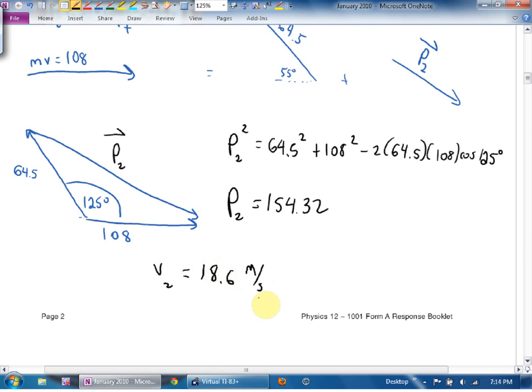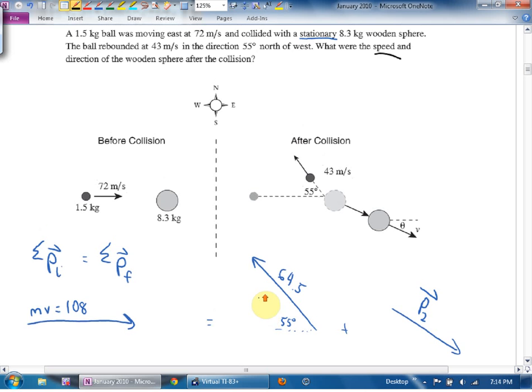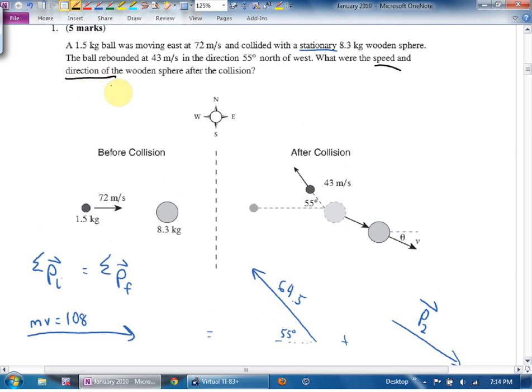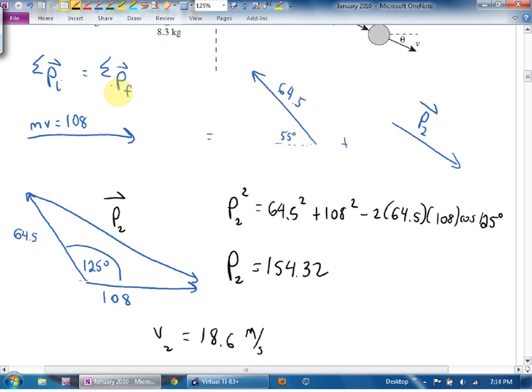But they also wanted the direction. What's the direction going to be? Well, I would like to use this angle right here. This angle right here would be what of what? South of west, east of south, north of east, west of south? East of south, yes? So I'm going to go south of east.